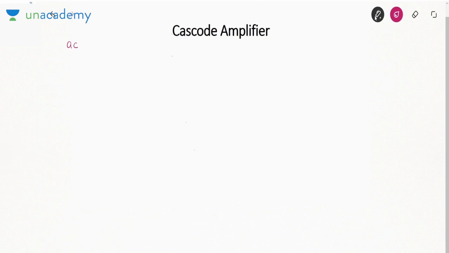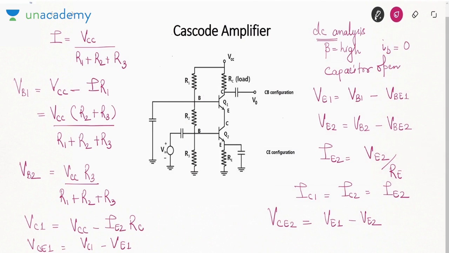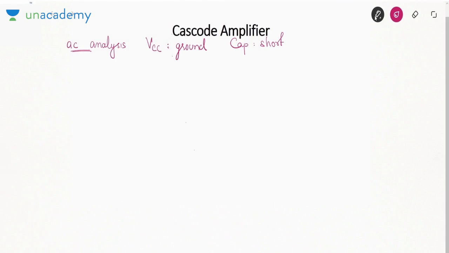Now we will proceed to AC analysis. For AC analysis, what we will do? We will ground VCC and the capacitors will be short circuited. So see, this capacitor will ground the base of Q1. So base of Q1 will be grounded. So let me draw Q1. This is Q1. The base is connected to ground.